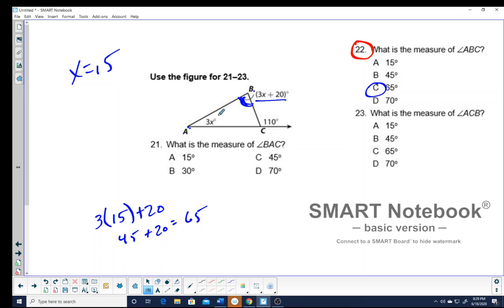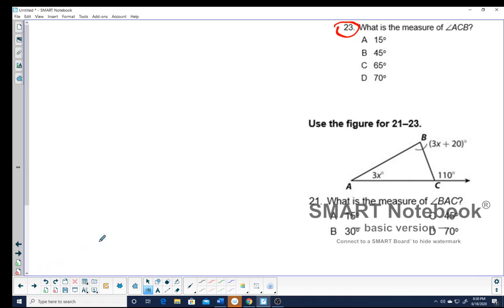So you knew this one was 45. You could have also said, all right, now that I know this is 45 and I know this is 70, you could have added these two together. 70 plus 45 is 115, and then you could have just said 180 minus 115, because these three angles have to add up to be 180 to make a triangle.